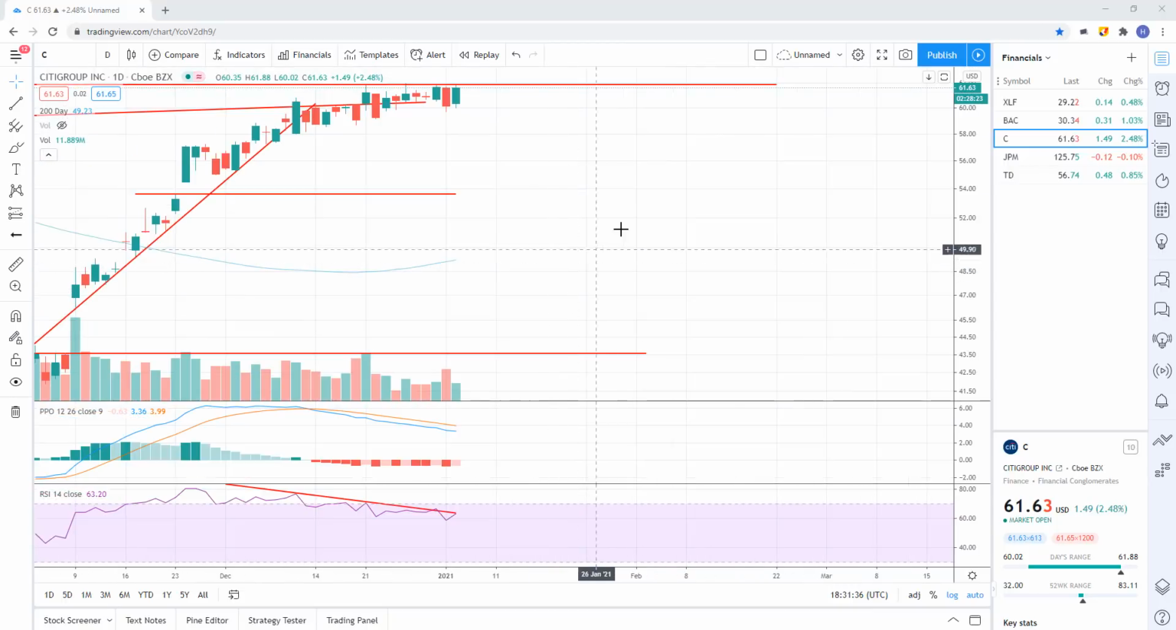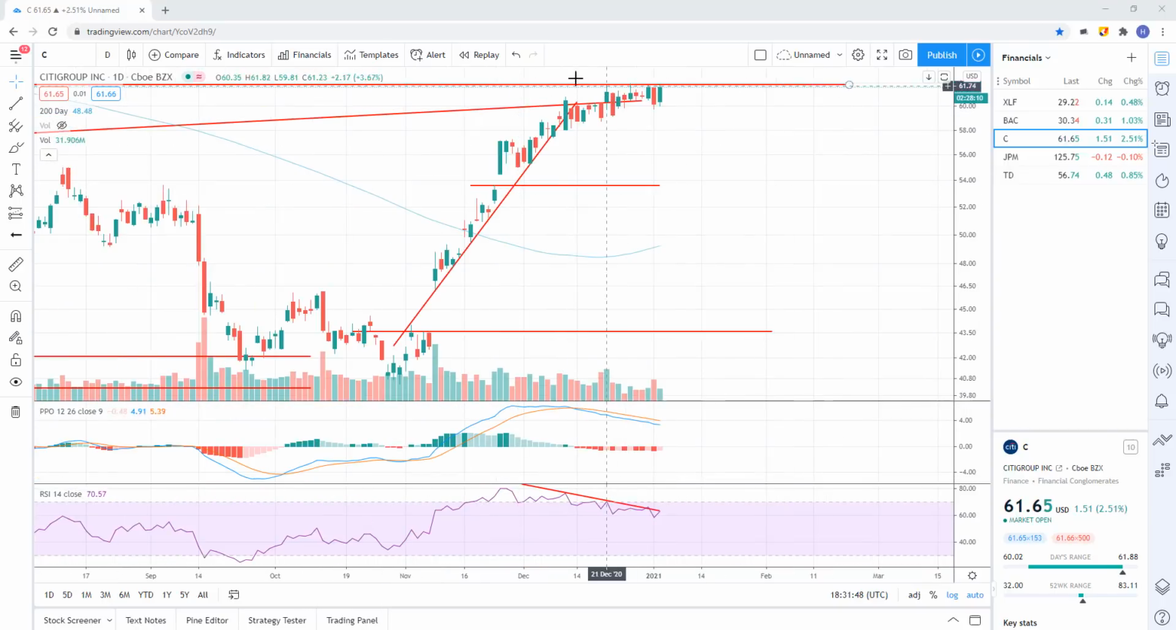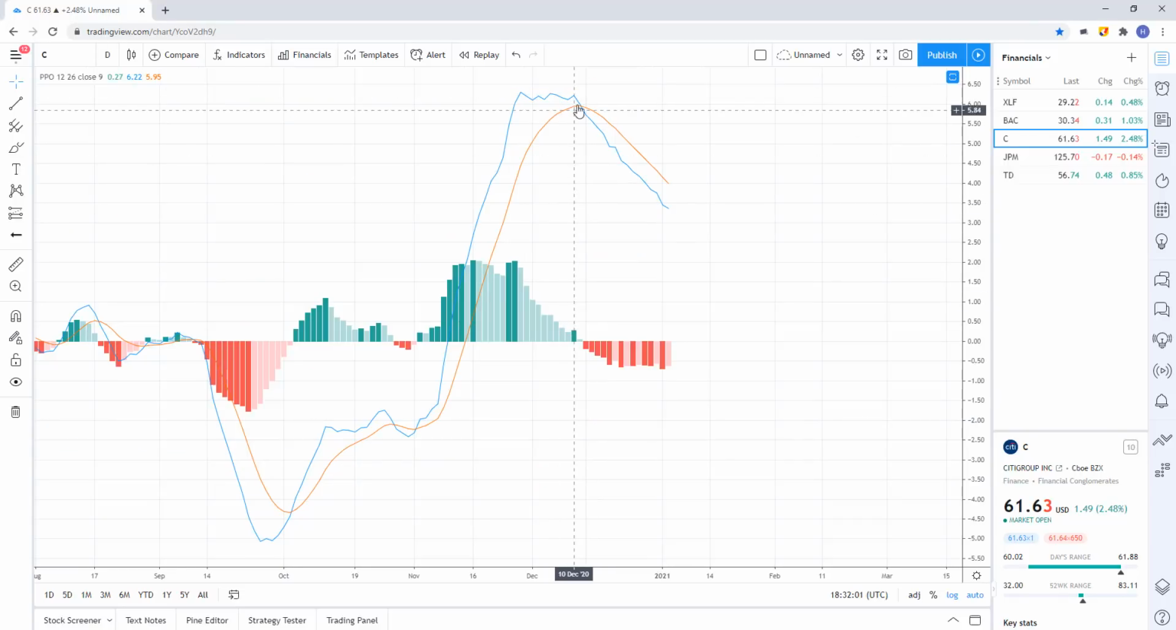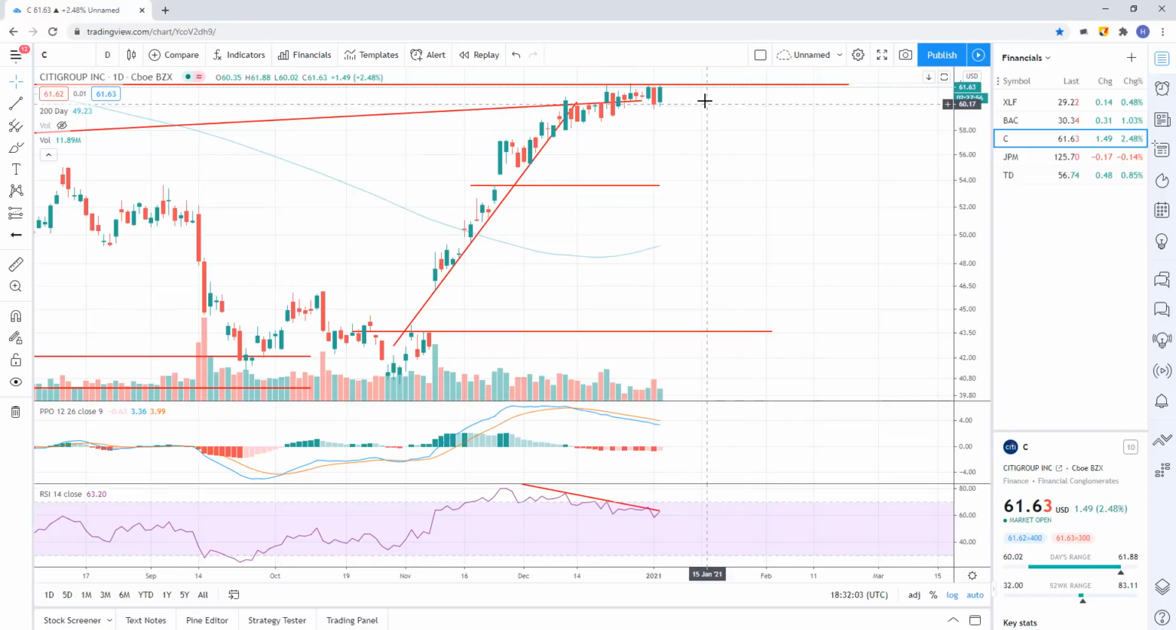Citibank, still short this one. It's just chopping around up here. You can see we've tagged this trend line 4 or 5 times right up here at about 61.85. We're just trading slightly below that, so there's no catalyst yet for the downside momentum. There are bearish technicals on the daily. You can see here we've got negative divergence on the daily chart. We also have a bearish PPO crossover right there.